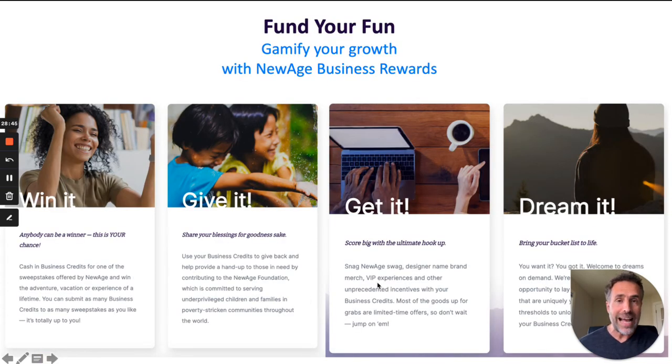And the last way to earn is basically as you build your business, as you keep on bringing new people and growing your income, you accumulate the business rewards. And the business rewards are basically things that you can win. So you can enter some sweepstakes. They also have trips, incentive trips that you can earn each year.